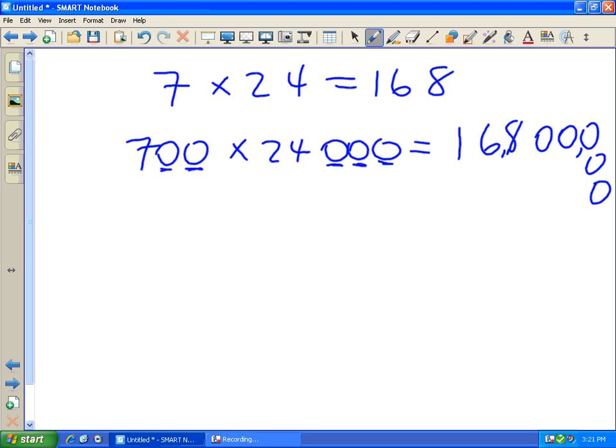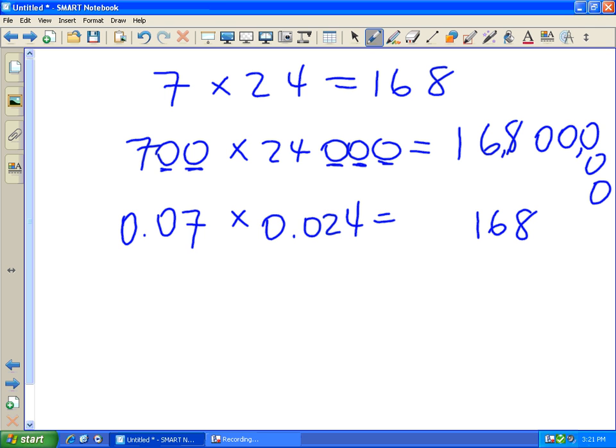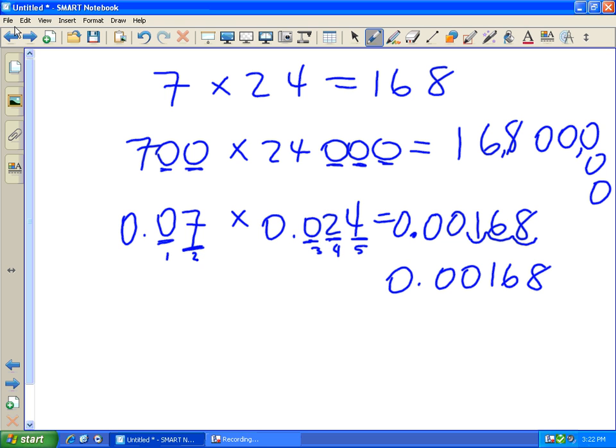We could also do something like, say, decimal 0.07 times decimal 0.024. Again, I know my answer will involve 168. But this time, the number has to be 10, 100, 1,000, 10,000, 100,000 times smaller, which would mean I'd move the decimal from the end of the 8 to 1, 2, 3, 4, 5 places to the left. So the decimal would go 1, 2, 3, 4, 5 places to the left. Final answer, decimal 0.00168.